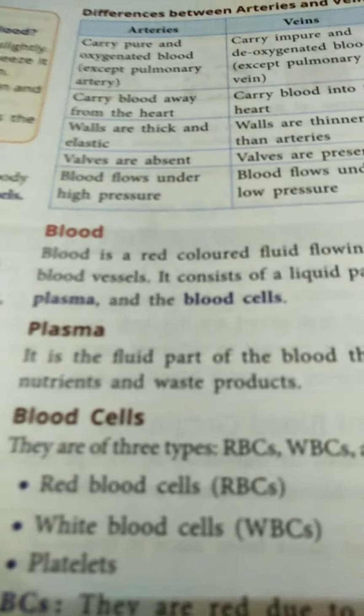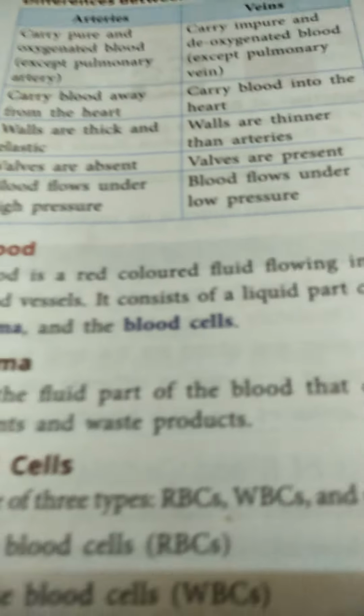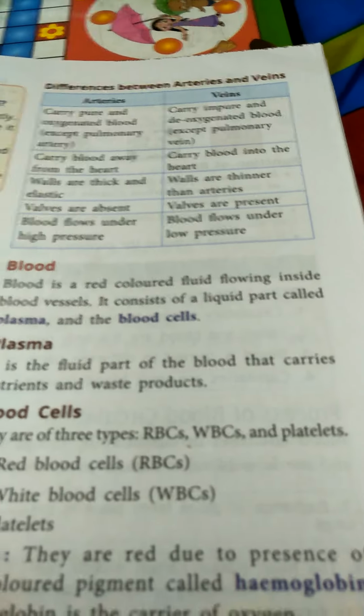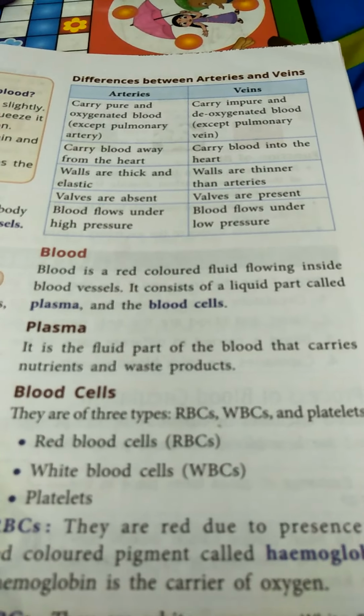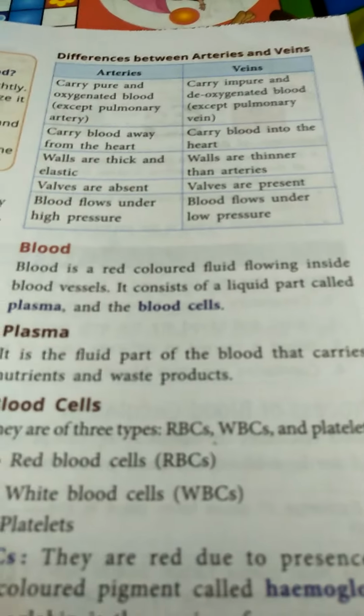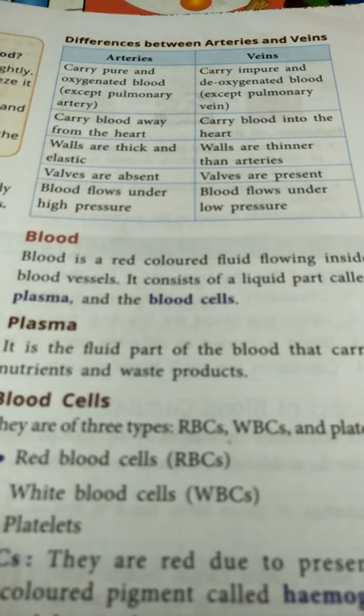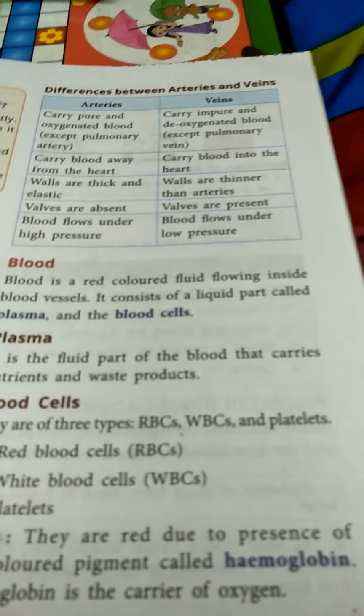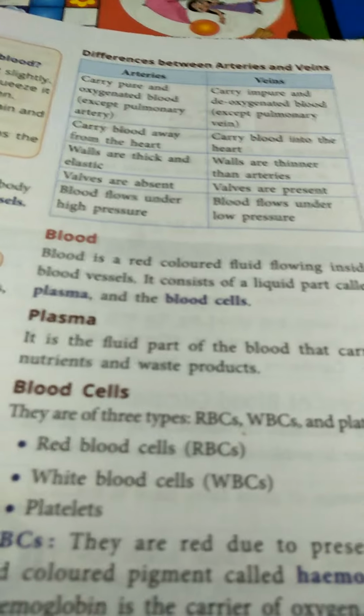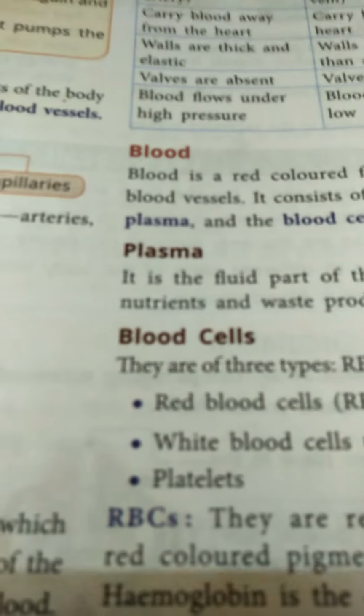Now we have read about the blood vessels. Now come on to the blood. Blood is a red colored fluid flowing inside blood vessels. It consists of a liquid part called plasma and the blood cells. Now blood consists of two things, plasma and blood cells. Now we'll read about plasma.